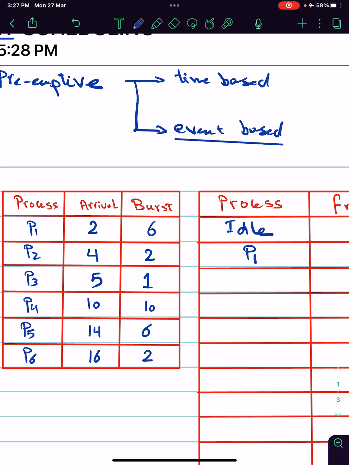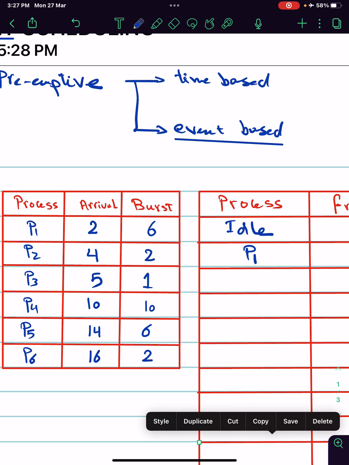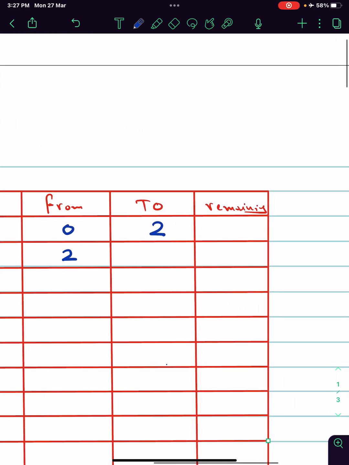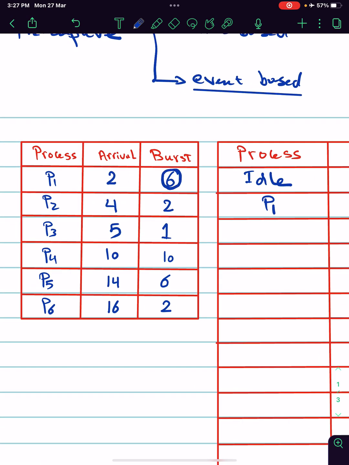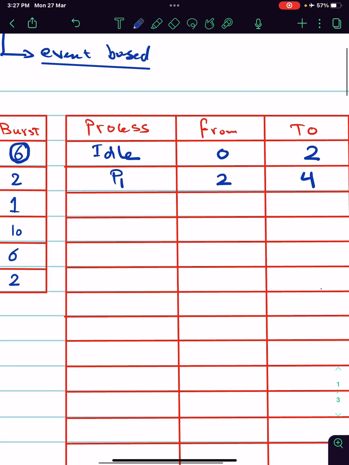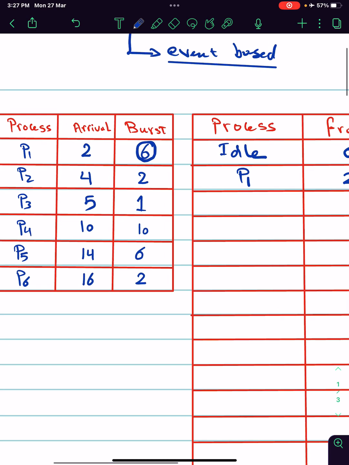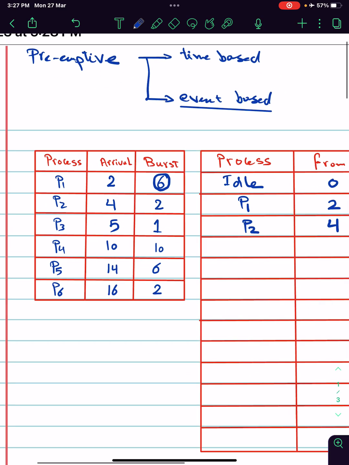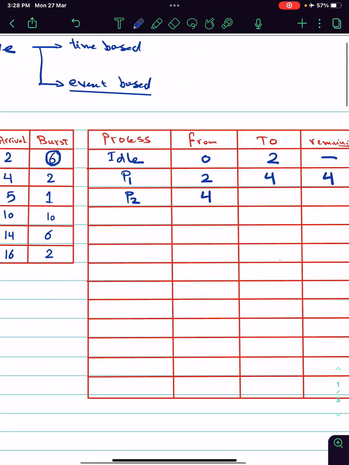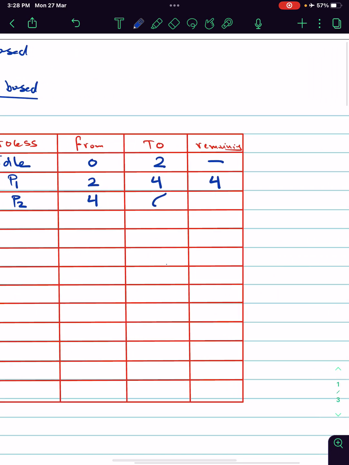At time 4, process 2 arrives, and process 2 has a much less remaining time. At time 4, P1 has a remaining of 4. Why? Because the initial burst is 6. You worked for 2 time slots from 2 to 4, so you finished 2 out of 6. So the remaining is 4. And then P2 starts working at time 4 as soon as it arrives. So P2 is going to work from 4 all the way to 6, and it's going to be done.